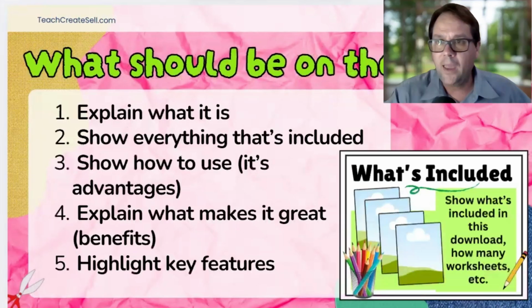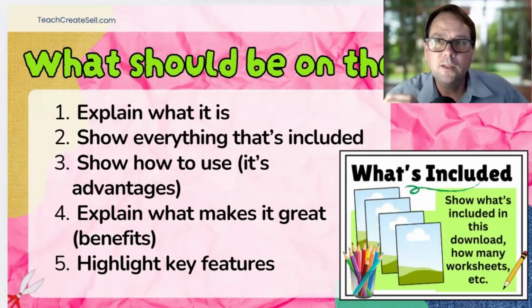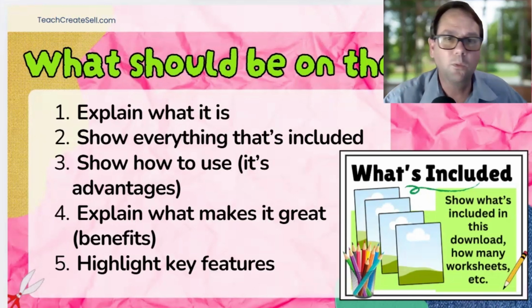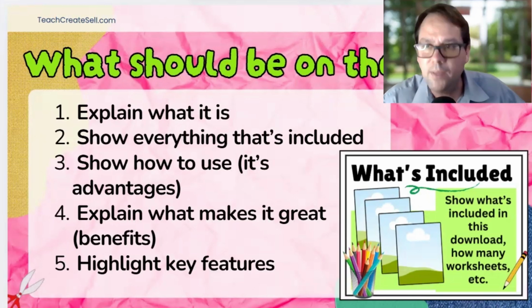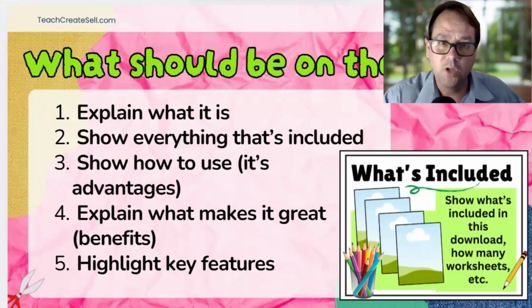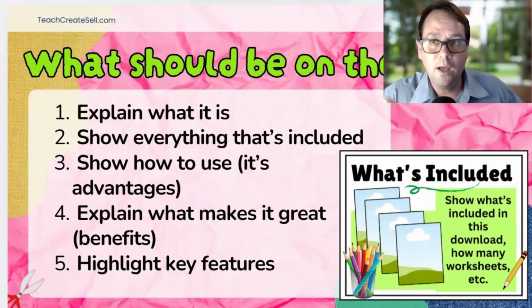So what should be on the pages? You've got 3 to 5 pages. What should be on them? I recommend taking 1 page to dedicate to one thing. So don't explain what it is and what's included and what makes it great all on 1 page. Have 1 page that says what's included. Okay, then I recommend answering these questions. Explain what it is, show what's included, show how to use it, its advantages, explain what makes it great. So talk about its benefits, not its features, its benefits.